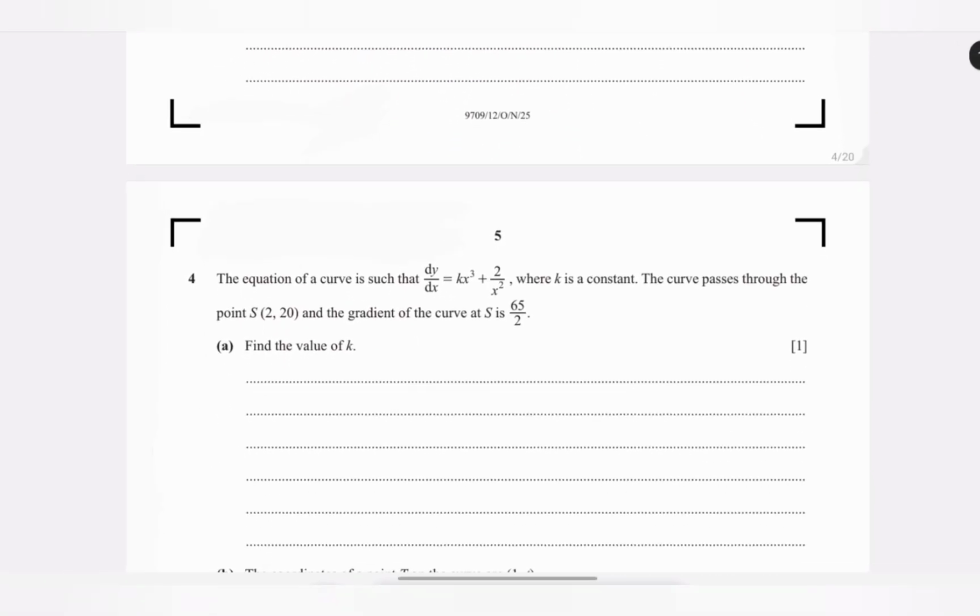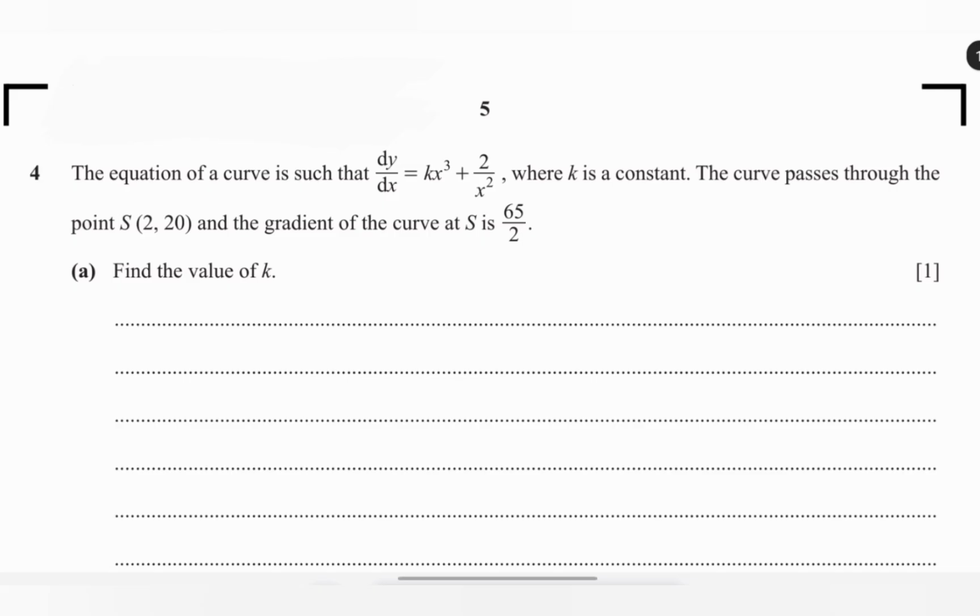And so moving on to number 4, it says the equation of a curve is such that dy/dx is equal to kx to the power 3 plus 2 over x squared, where k is a constant, meaning k is just a number. The curve passes through the point S, which has coordinates (2, 20), and the gradient of the curve at S is 65/2. Now for 1 mark, part A is saying find the value of k.